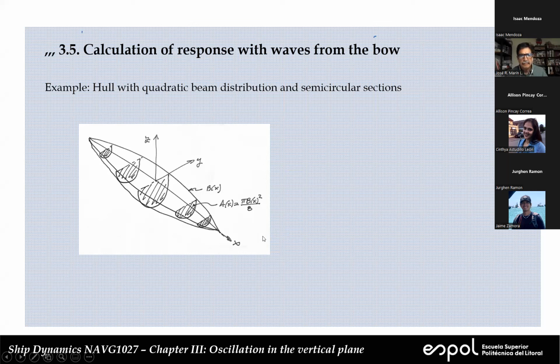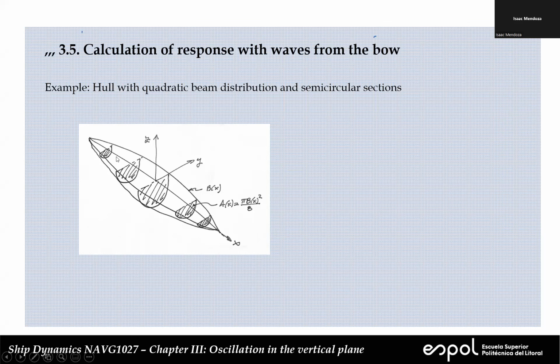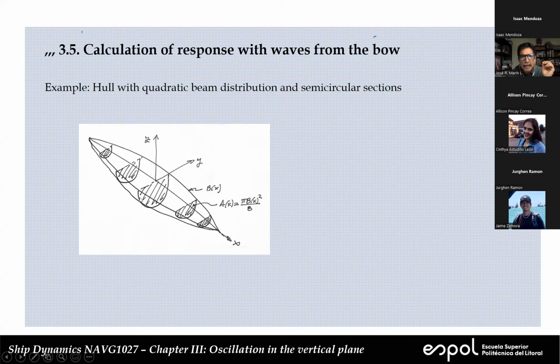Okay, so this is the example that I developed last year, okay? It's a simplification. Here I have a hull, which doesn't have a constant beam. It has a quadratic variation of the beam, okay? And also the shape of each section, okay? It's a semicircle, right? Okay, so we have located here the origin of the reference system.